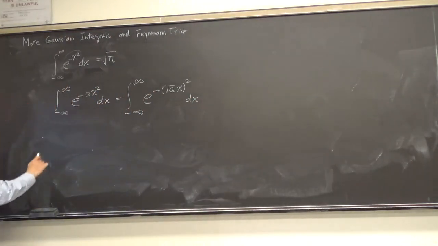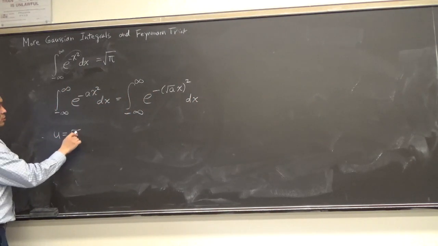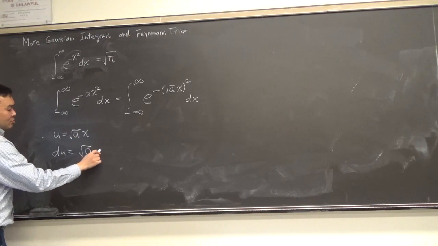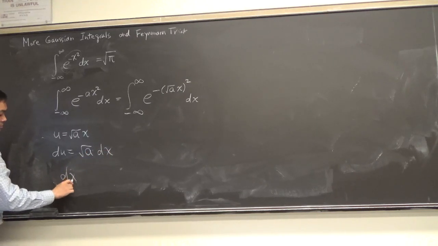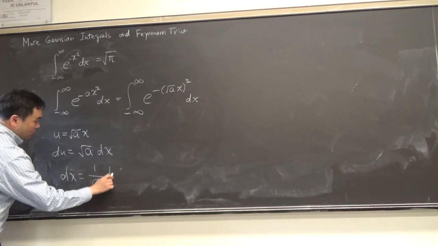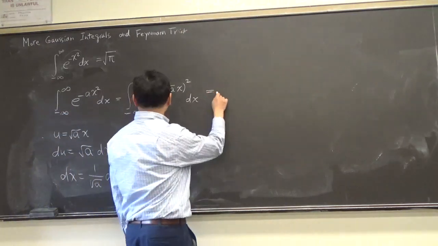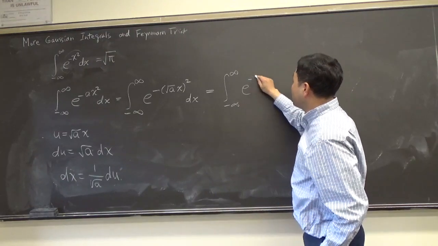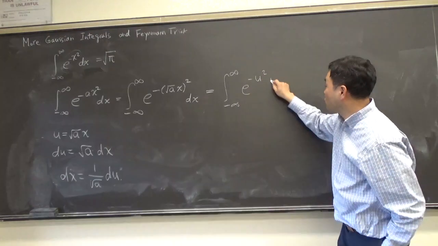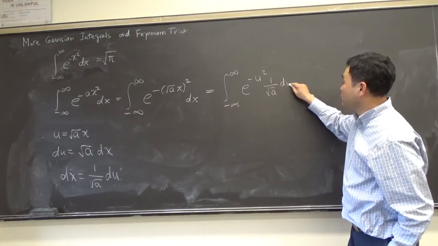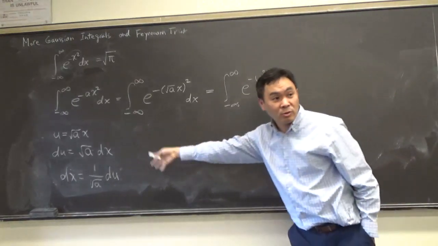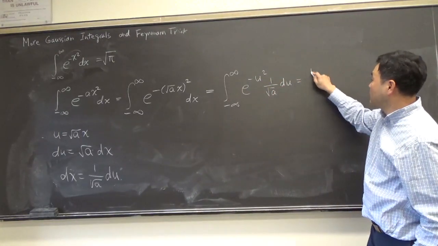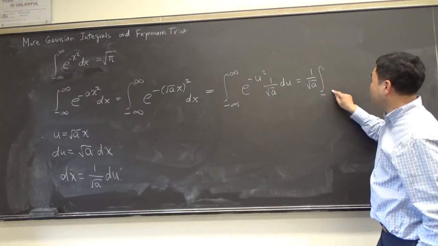And you're setting u as square root of a times x, so that du would be square root of a times dx, so that dx is 1 over square root of a du. And that means you get the integral from negative infinity to infinity of e to the negative u squared, and dx is 1 over square root of a du. With that u substitution, you can bring this in front and look at what integral you have.